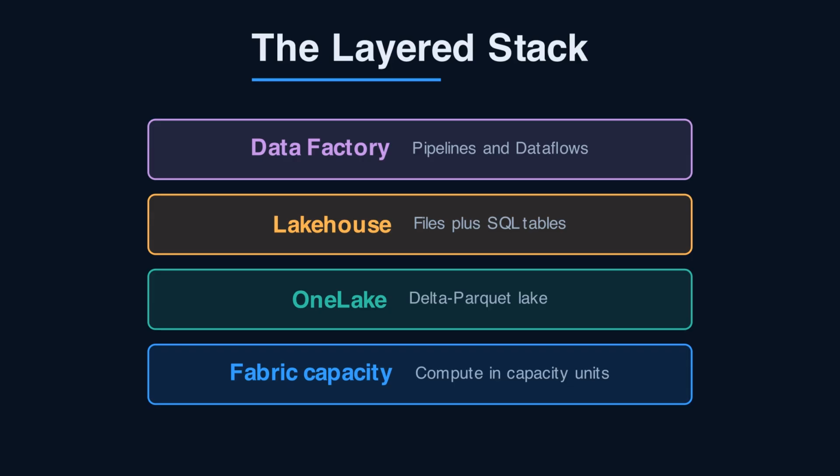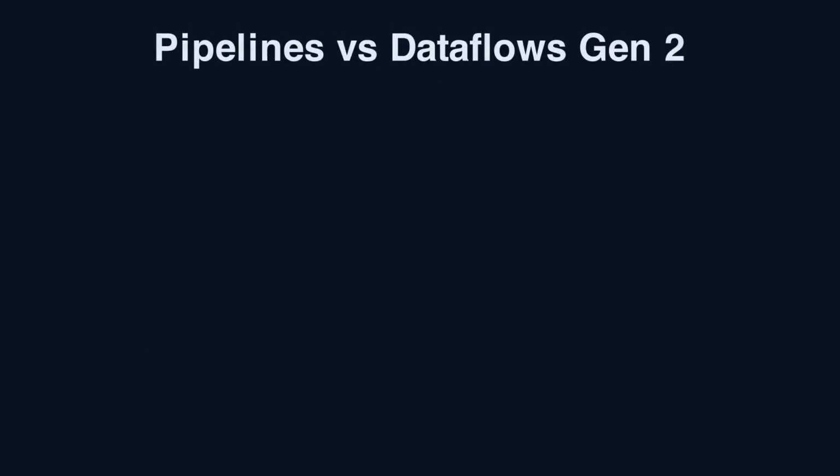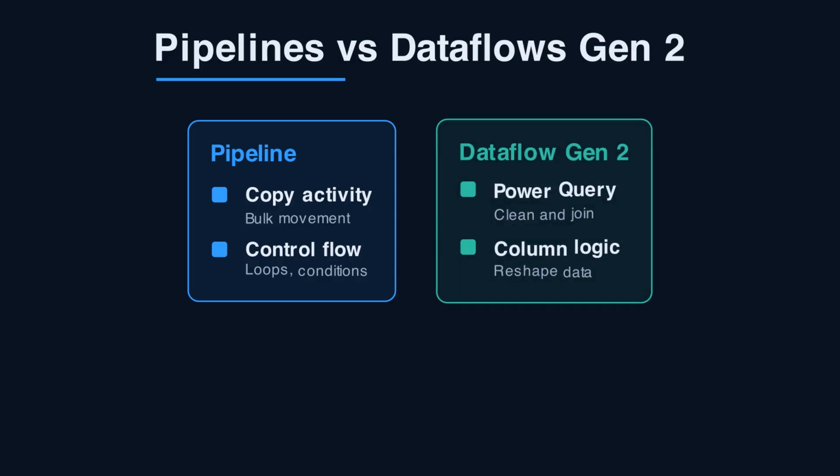Recognizing these as separate layers matters, because a single slow data flow can starve the whole capacity that your reports also depend on. The most common confusion is pipelines versus Dataflows Gen 2, so let's be precise.